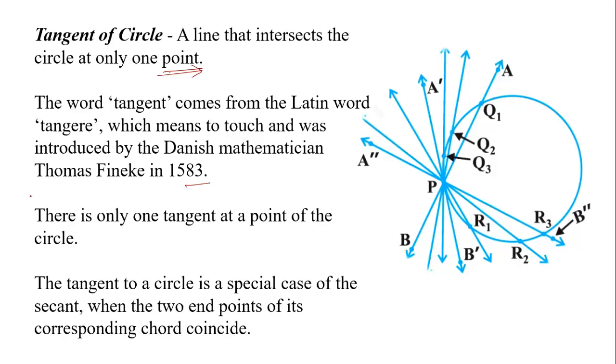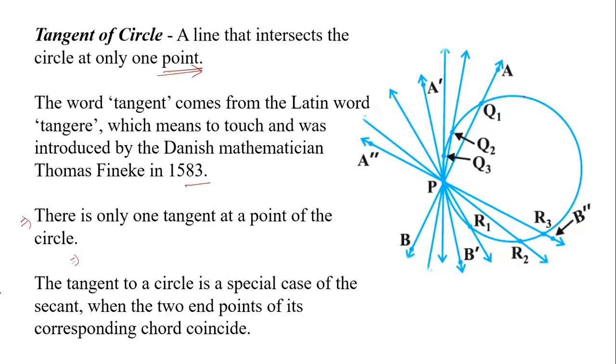A few facts must be known about tangents. One is that there is only one tangent at a point of the circle. At a point of the circle, suppose this is a point, and from outside the circle only one tangent can be drawn at this point. But on the overall circle, there might be an infinite number of tangents that can be drawn.